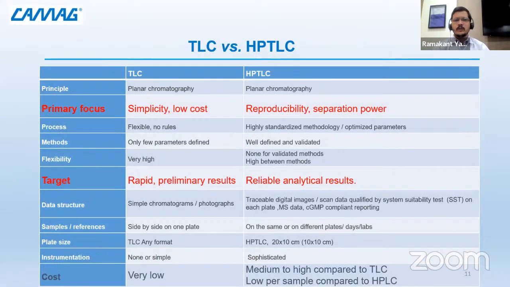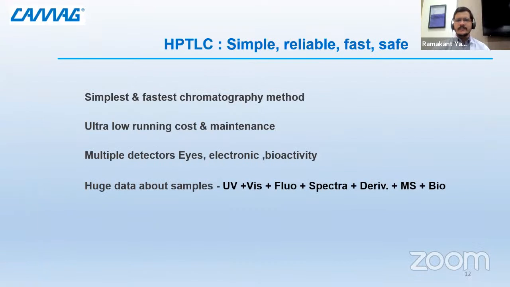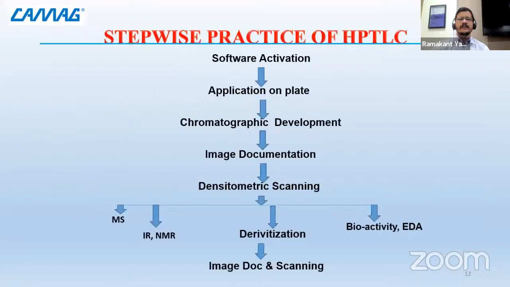TLC is more popular for its simplicity and low cost, but what about reproducibility? If you want to generate validated methods, we want reproducible results with good separation power. That is only possible by using HPTLC. And in the laboratory, we are not only dealing with wet laboratory work, we are also dealing with a lot of statistical data, and how to generate reliable analytical results and data is possible only with HPTLC. Again, some features of HPTLC I will not repeat.